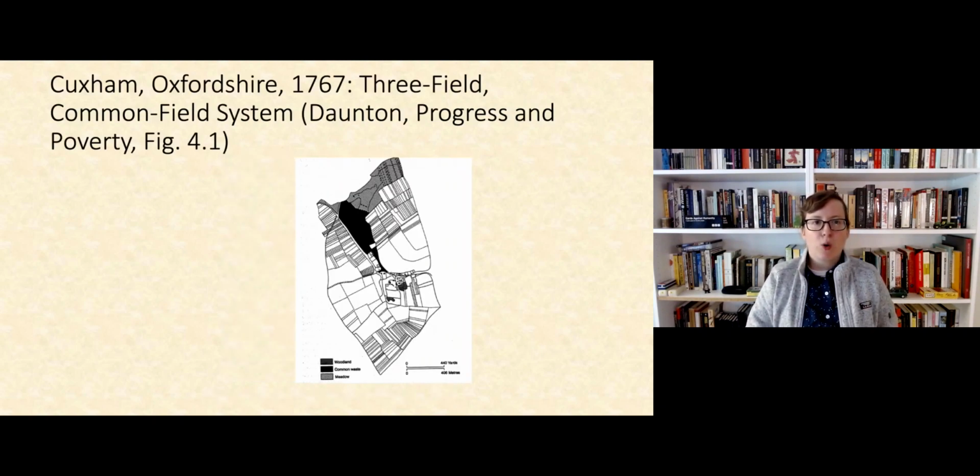Okay, here's another cool map. This is the village of Cuxham in Oxfordshire, a little bit later, 1767. And here you can actually see on this map not only that 3-field structure plus the meadow, but also the stripping, right? How they would divide the farmland into strips.